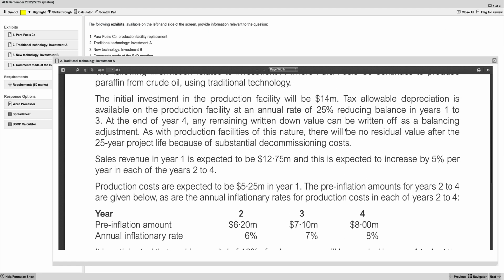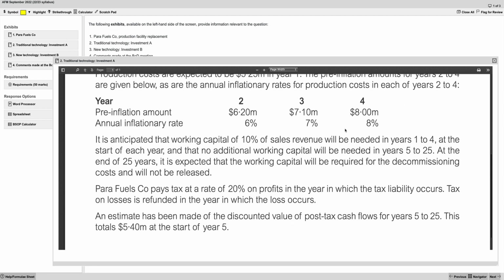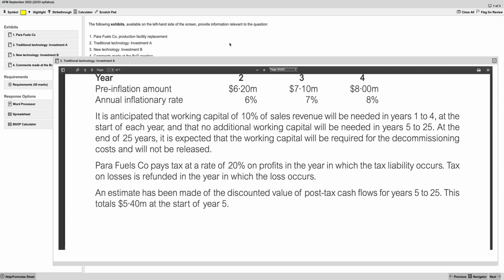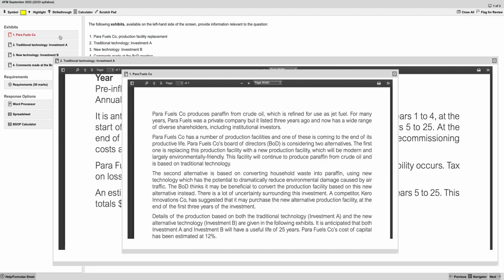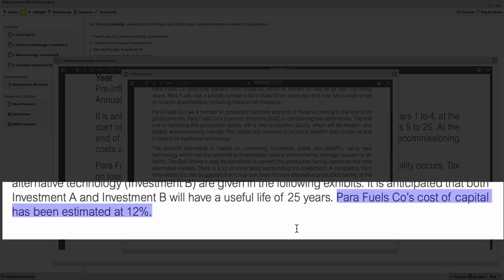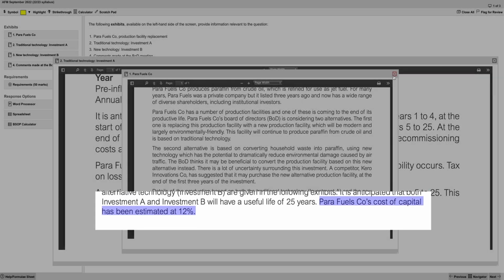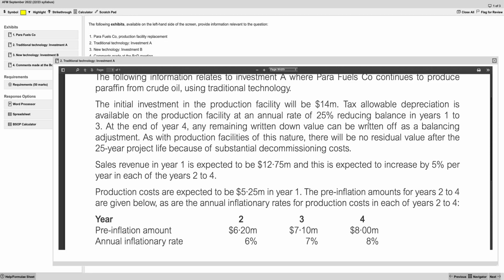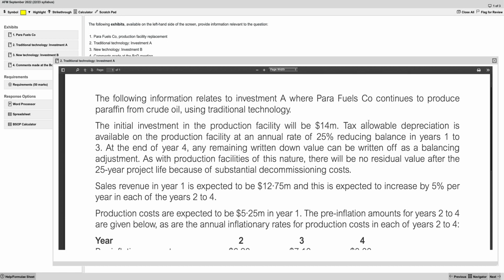It gives you just things to do, the NPV really, fairly straightforward. And then the other thing that I wanted to show you is just down here, it does say that the cost of capital is 12%. But I want to focus on the NPV. So off we go then. So we've got this initial investment of 14 million, and it talks about at the end of year 4. So off we go. We're going to open up the spreadsheet.